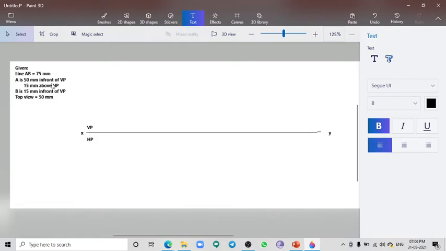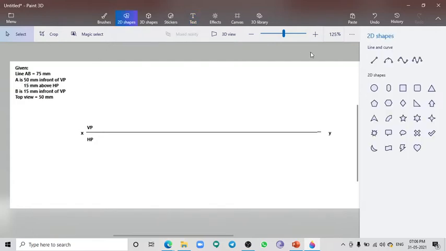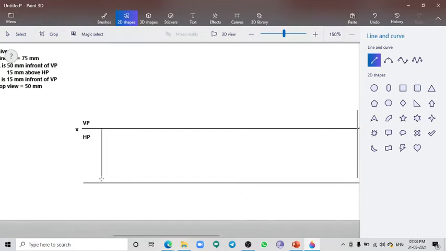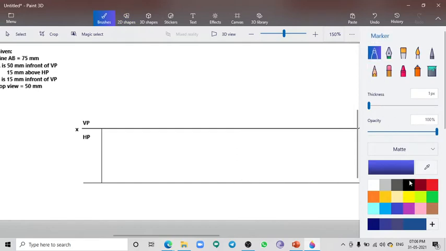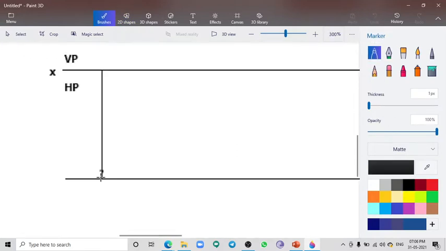So we have three loci. One is point A, in front of VP and above HP. Another one is point B, in front of VP. Point A is 50 mm in front of VP, so that must be marked below the reference line. So this is the locus of A, which is 50 mm in front of VP. So this length is 50 mm.